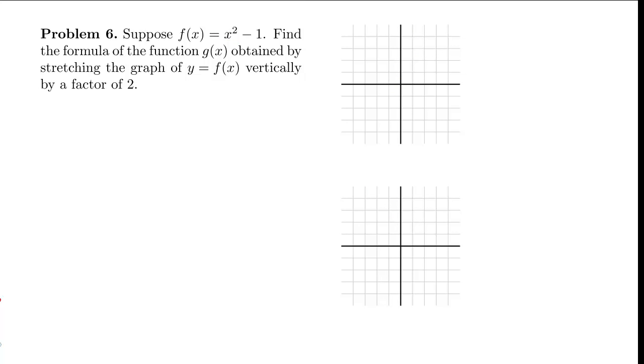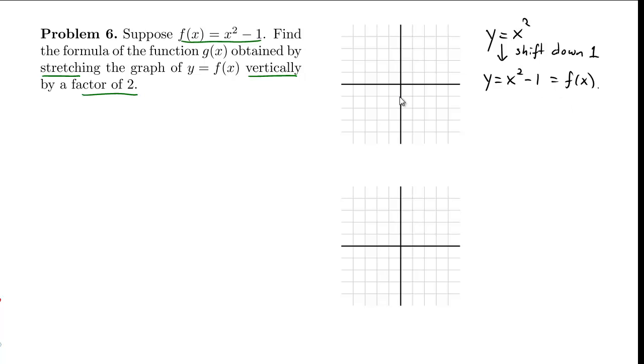Our next problem asks us to take the graph f of x equals x squared minus 1 and stretch it vertically by a factor of 2, and then write the equation for the new graph. First, let's draw f. F is obtained from the graph of y equals x squared by shifting its graph down by 1 unit. We can see this from the formula for f. Now that we've drawn f, let's stretch it vertically by a factor of 2. We do this by taking any point on f and multiplying its y-coordinate by 2.